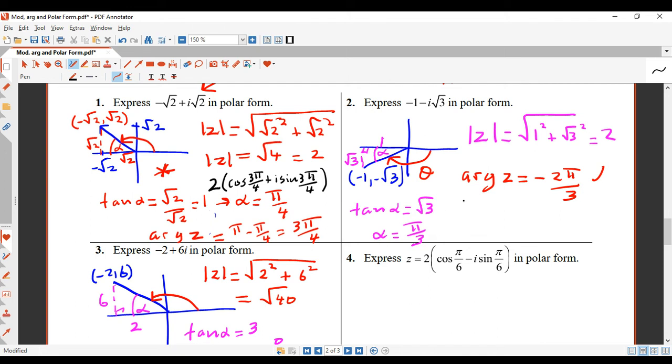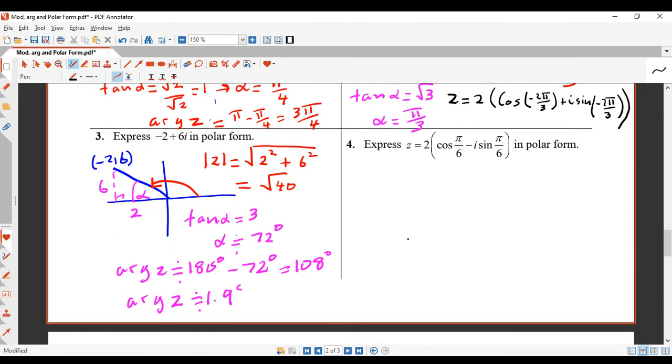This one here, it'll be z is equal to 2 cos, now be careful here, negative 2 pi on 3 plus i sine, running out of room here, negative 2 pi on 3, close bracket, okay? Now the question 3 here, putting this in polar form, let's just use an abbreviation.